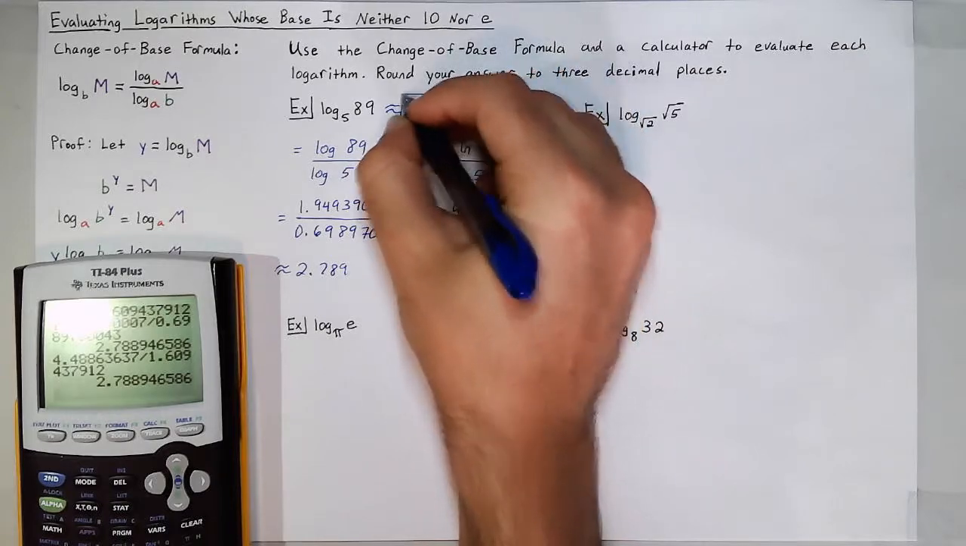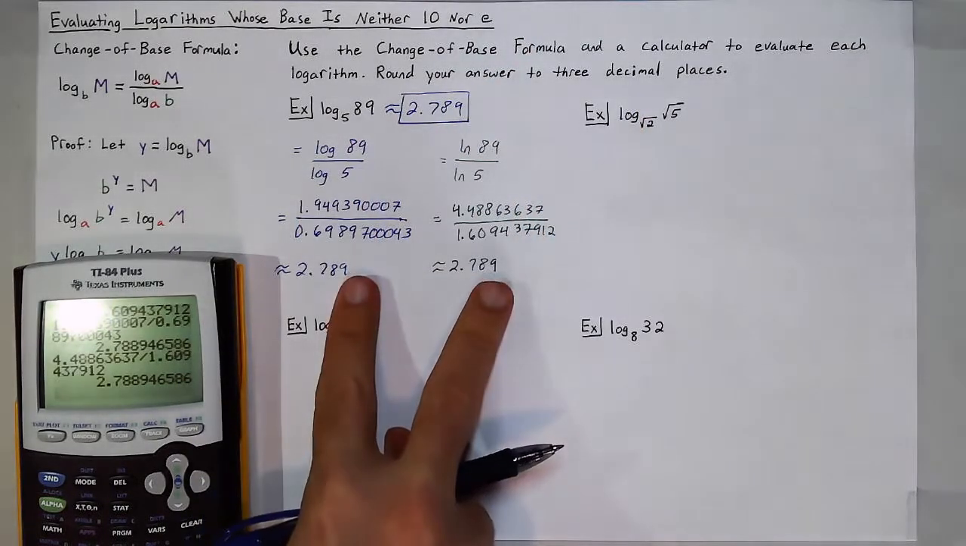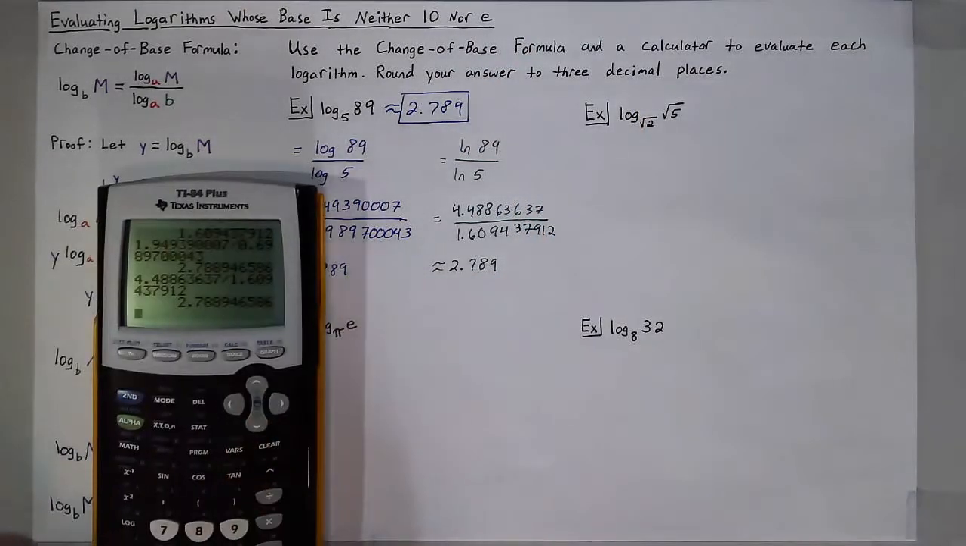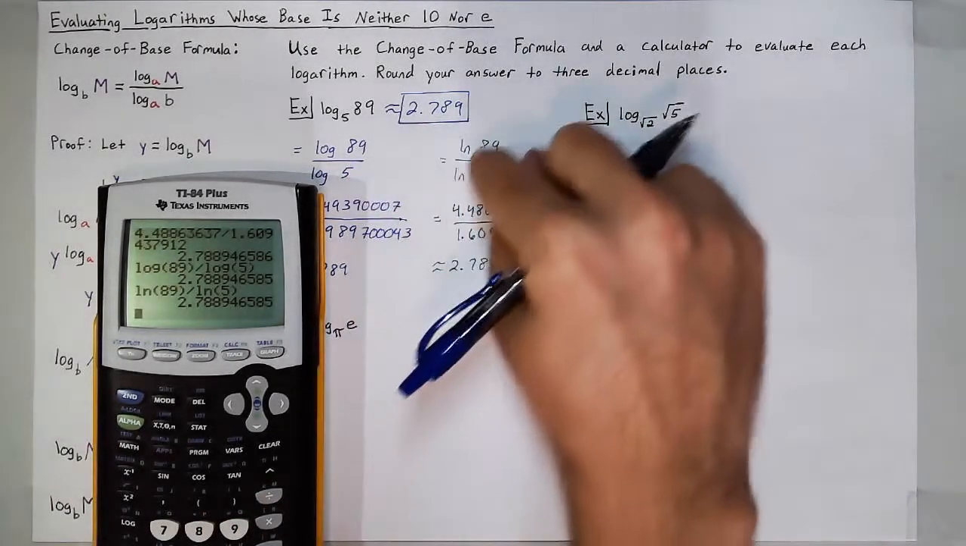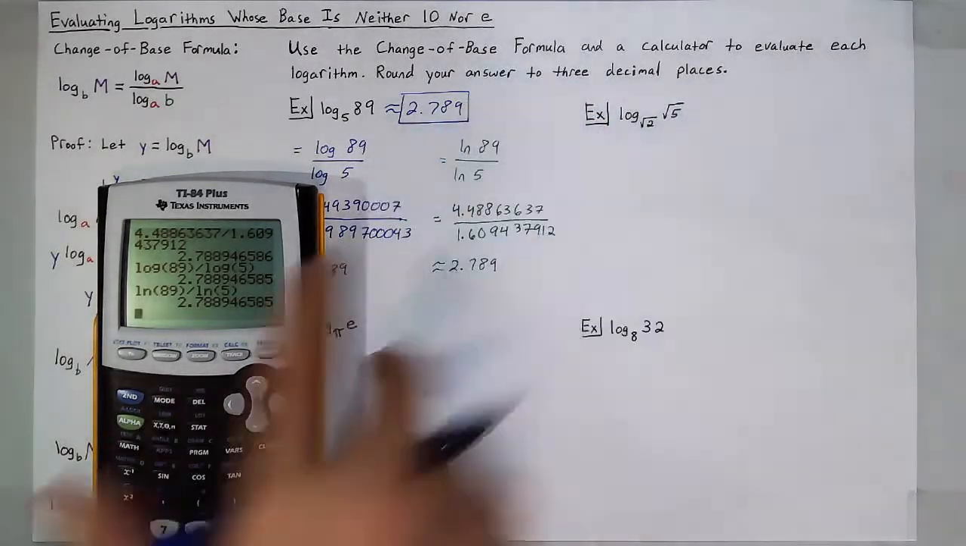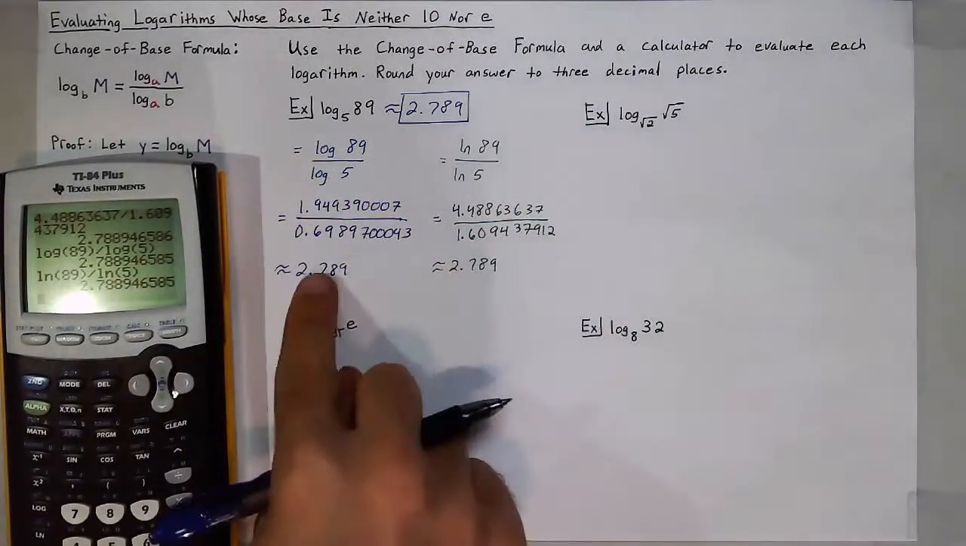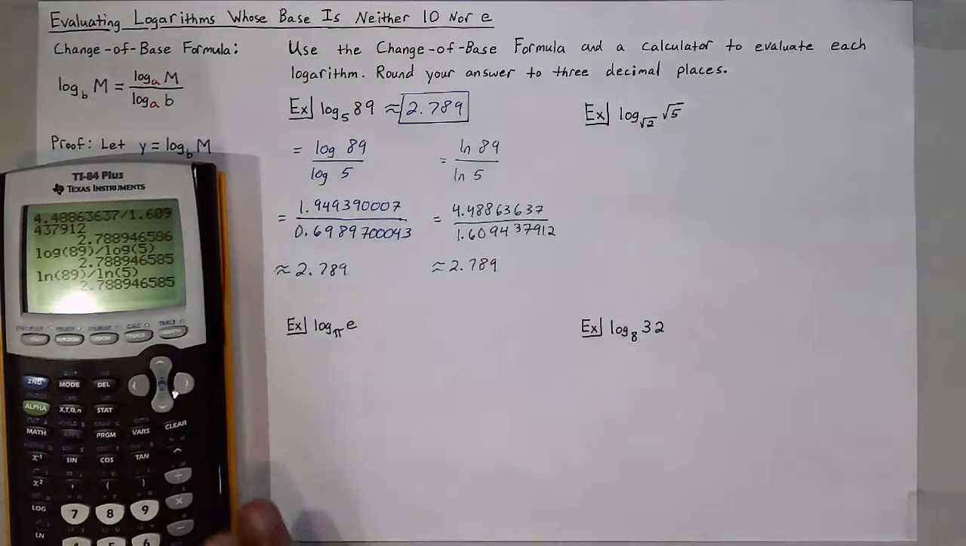Now, to save you a little time in the future, you don't have to go about this entire route. You can just type into your calculator log of 89 divided by log of 5. It would also tell you 2.789, or you can use natural log, and they'll both tell you the exact same number. But I just wanted to show you what happens when you use either one fully, that the numbers do look different, but the ratio will always give you the correct number for your logarithm.